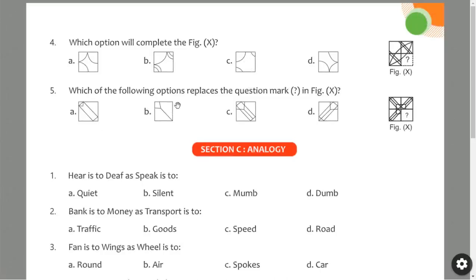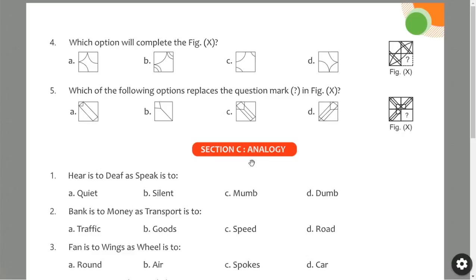Which of the following options replaces the question mark in figure X? To complete this figure, which image is going to replace it here? The correct answer is C. Image C correctly replaces it in this place. So these are the questions from mental ability.